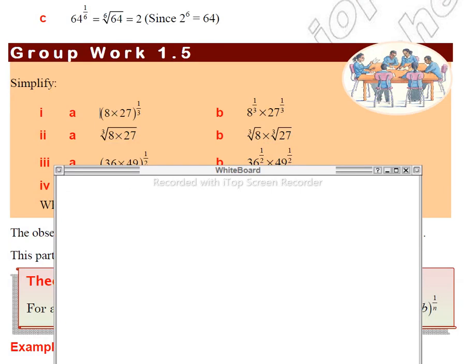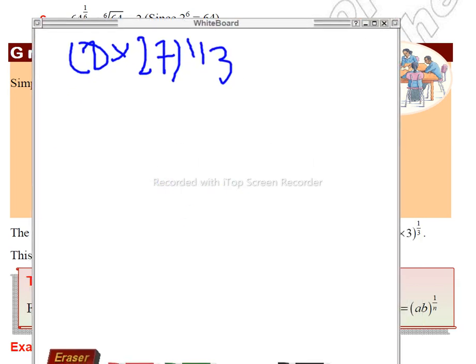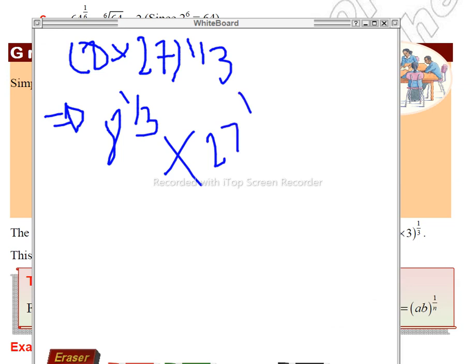The first question says that in the bracket 8 times 27, the whole to the power of 1 over 3. So we can write this like this: 8 to the power of 1 over 3 times 27 to the power of 1 over 3. We can write individually. This is the same as this.